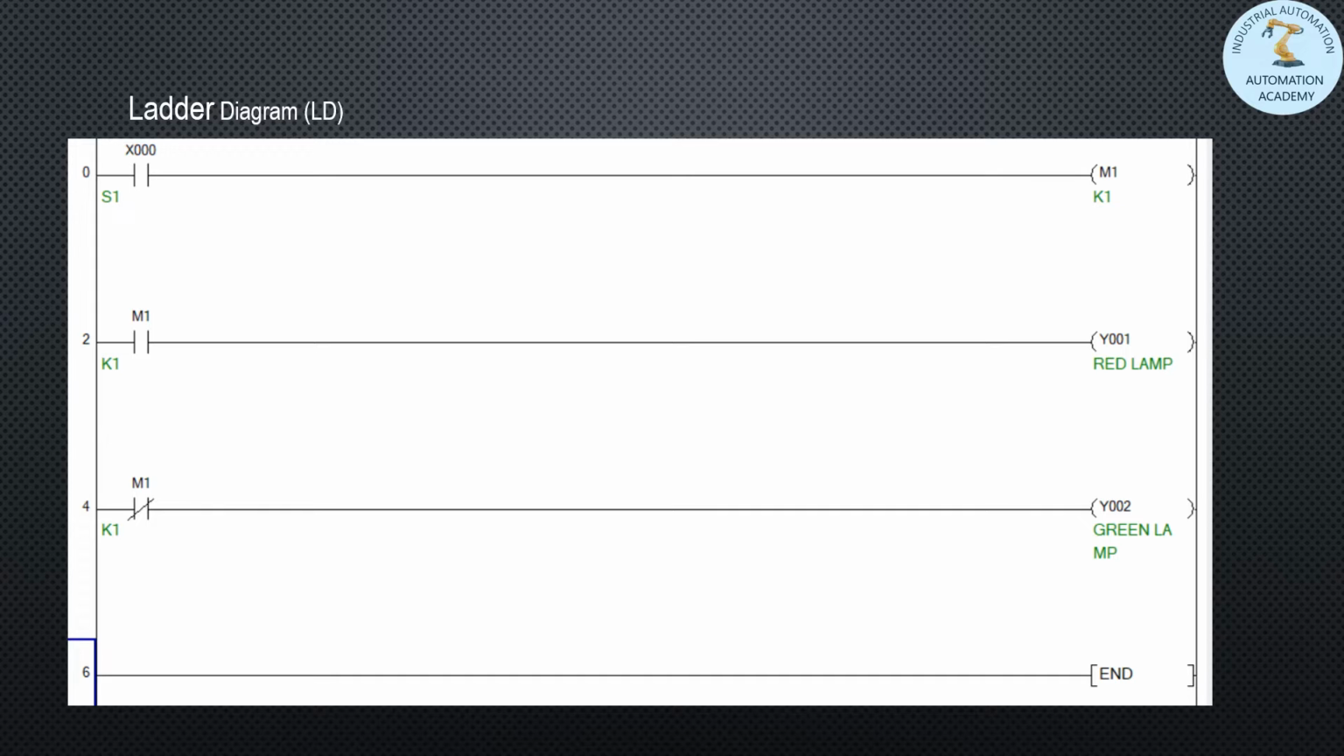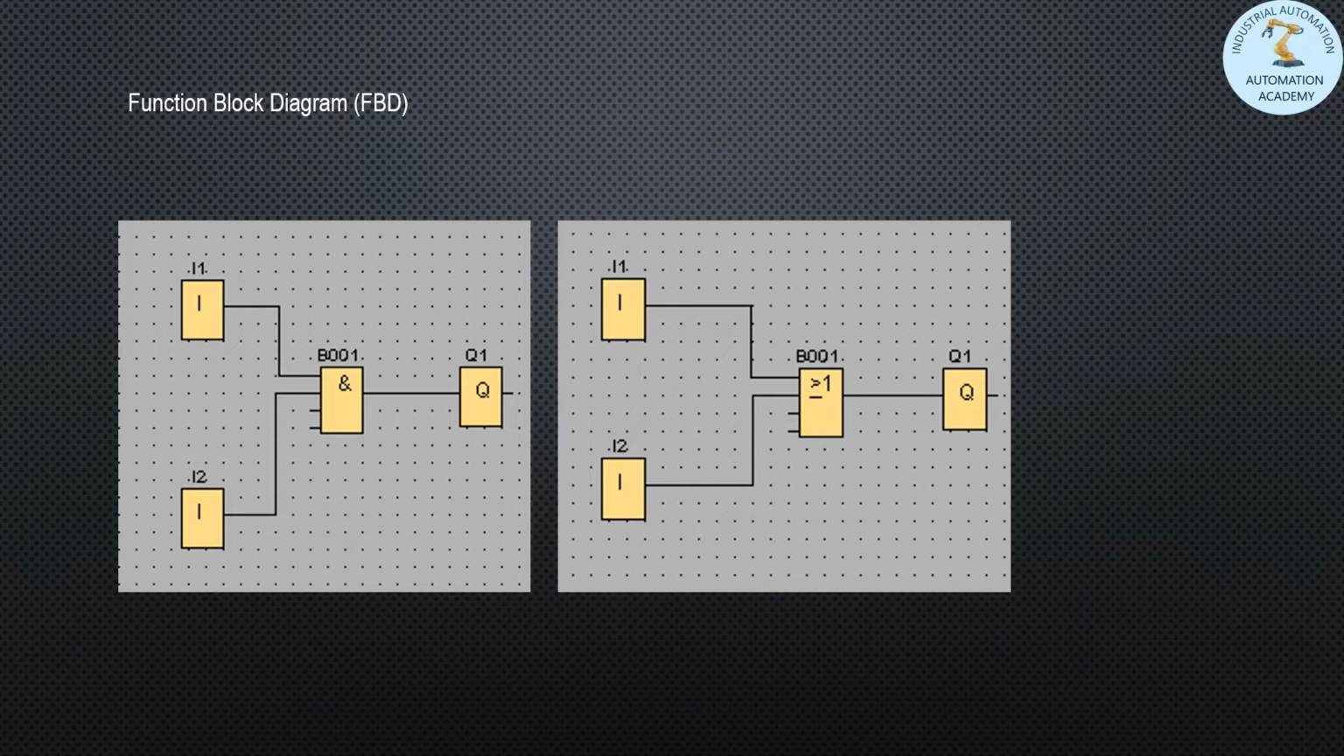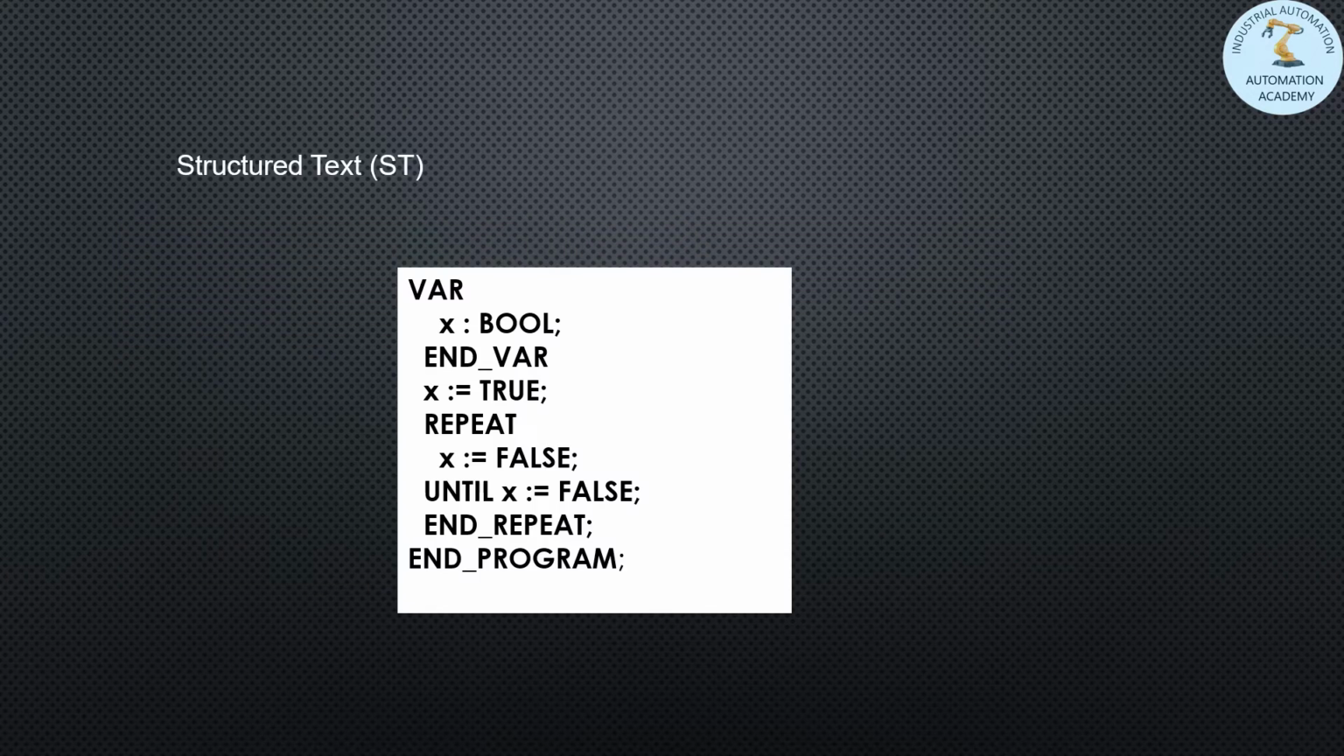The second most popular PLC programming language is called function block diagram, FBD. In function block diagram, program blocks are connected together to create a program. An added benefit to using function block diagram is that you can consolidate many lines of code into a single block. Third language is structured text, ST.